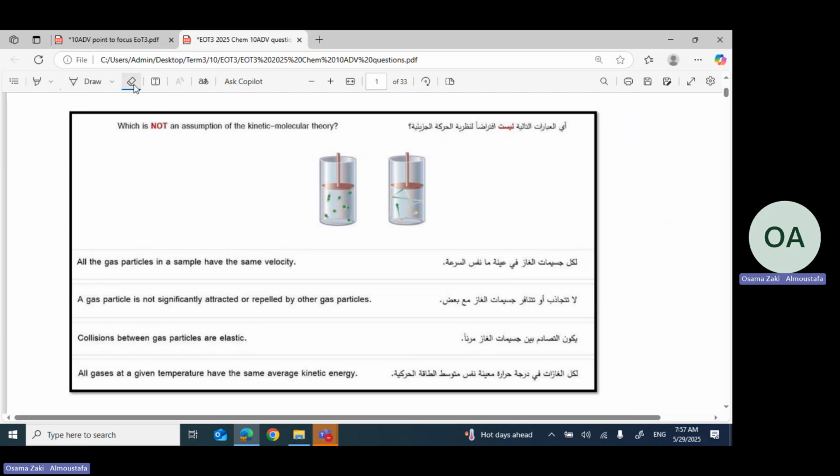So this is not correct. So this is the option. What about the other options? Here, as you see, a gas particle is not significantly attracted or repelled by other gases. This is correct. Collisions between gas particles are elastic. Yeah, there is no kinetic energy lost. All gases at a given temperature have the same average kinetic energy. This is correct. So this is not correct.